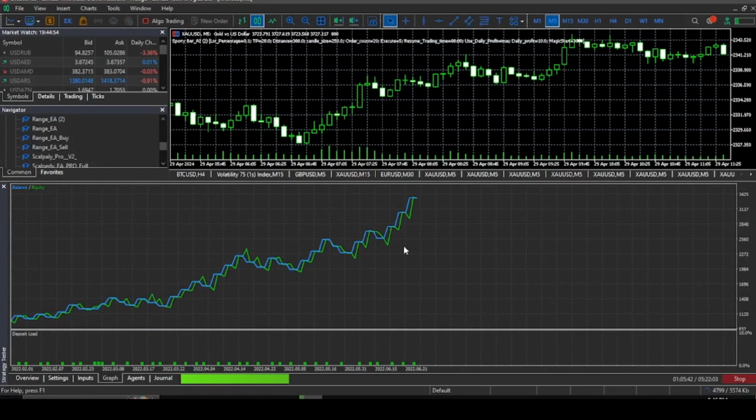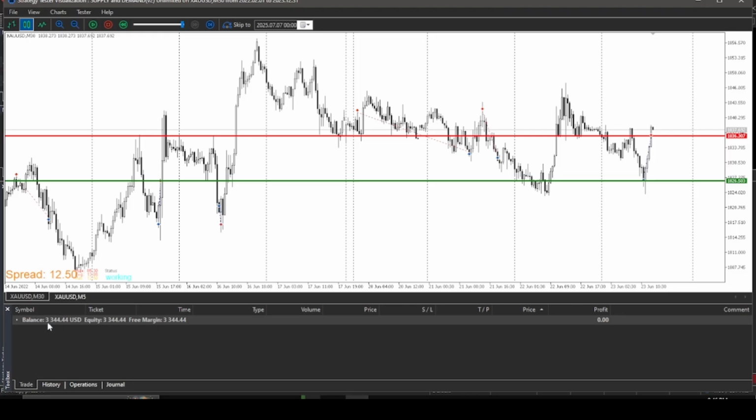You can see the equity curve. So in total, we've made $2,344 in profit. That's over 100% profit we've made. So yeah, that's just it.